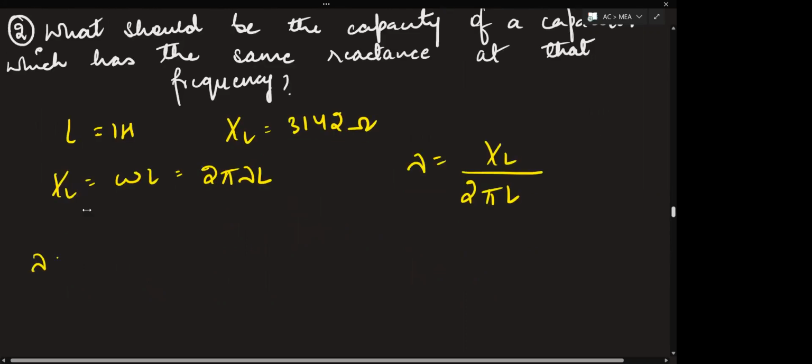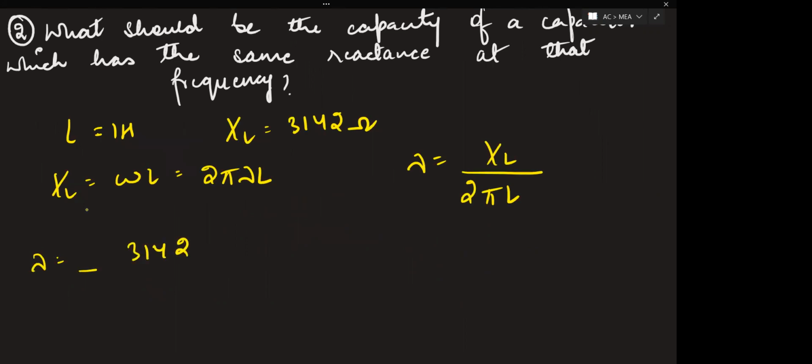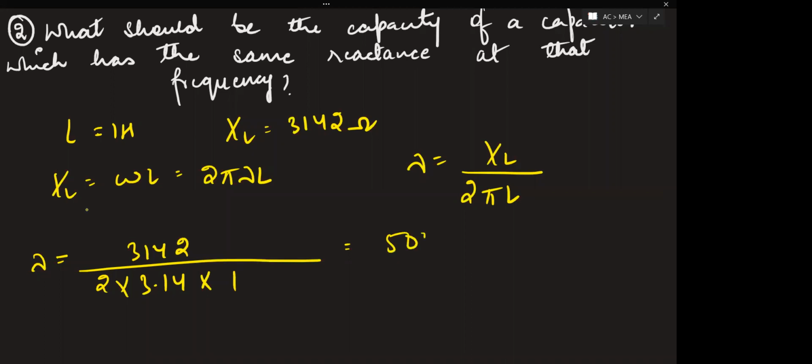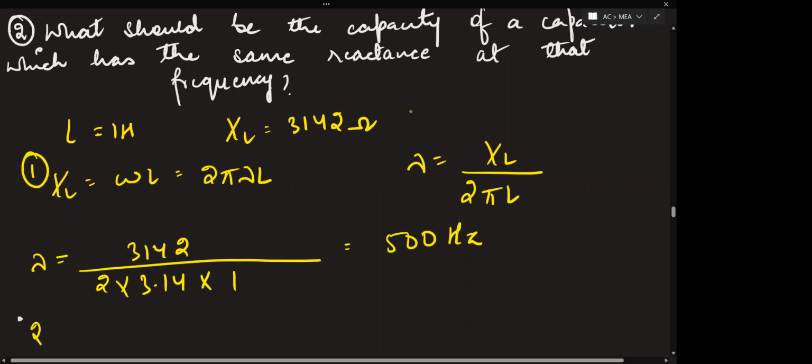Frequency will be equal to what? XL is 314 divided by 2 into 3.14 into L is 1. So when you solve this, you will get your answer as 500 hertz. Is this clear? Hania, is this clear? Yes, ma'am. All right. If anyone is having any doubts, ask. So XL, from here you can calculate.